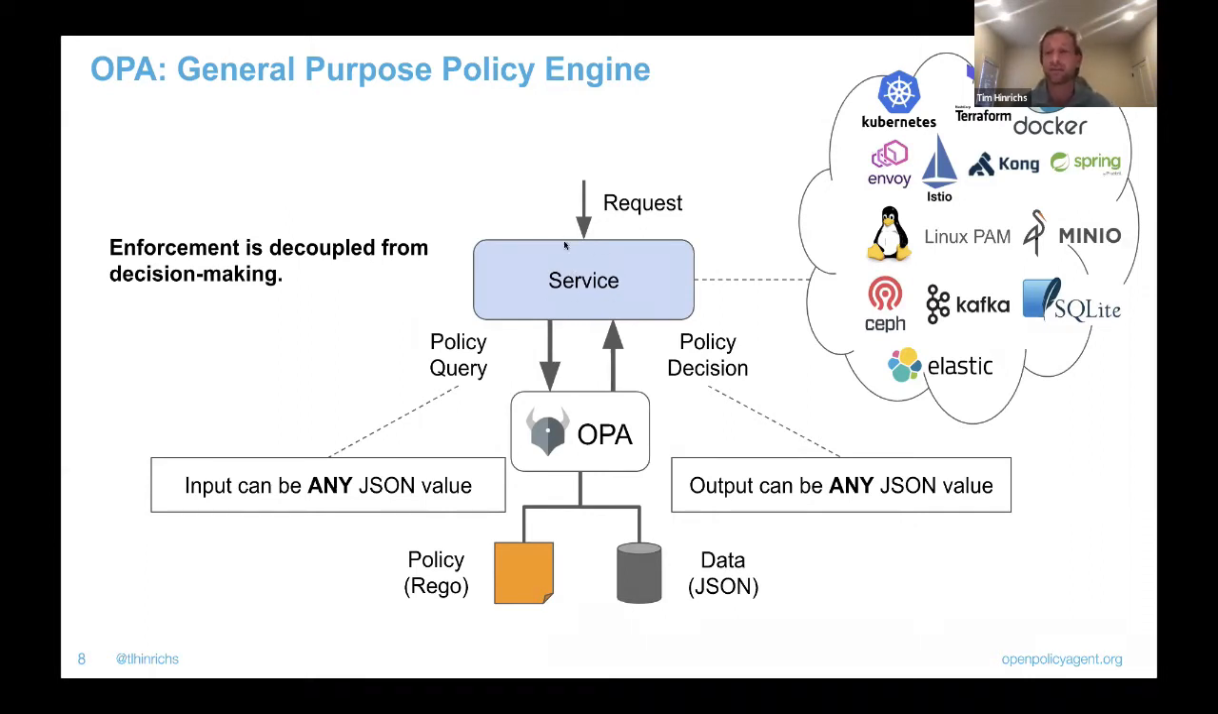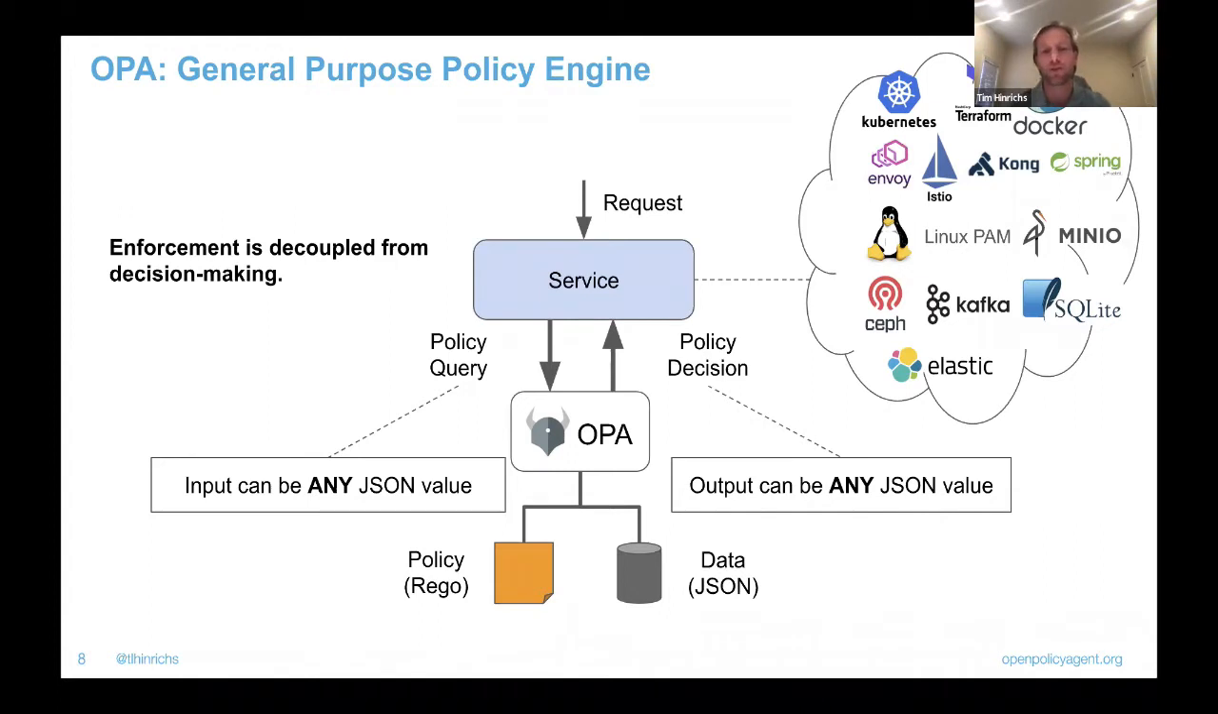That service at some point in its life cycle decides that it needs a policy or an authorization decision. And so it sends a policy query over to OPA. OPA's job is to return a policy decision quickly to that service. It is the service's responsibility to enforce that policy. It is OPA's responsibility to make that policy decision. And so that's how that separation of responsibility lies.